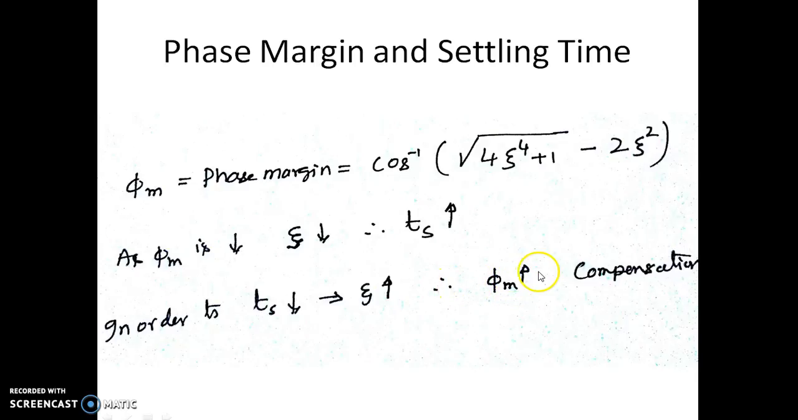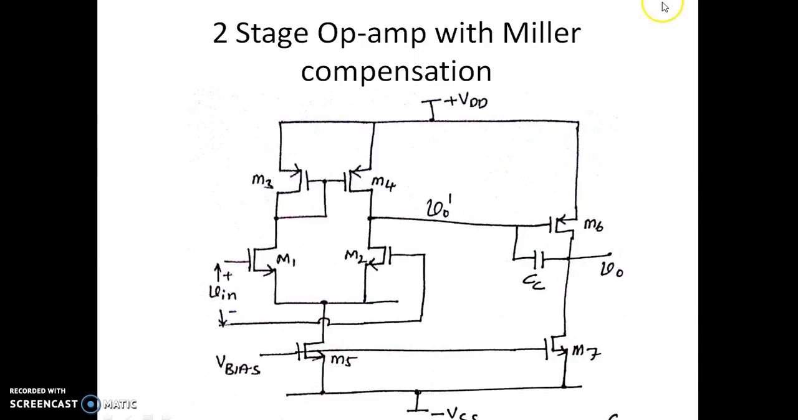So in order to increase the phase margin, we need to compensate the two-stage op-amp. Next, we need a compensation circuit to increase the phase margin of a second order two-stage op-amp. Now this is a two-stage op-amp with a Miller compensation. You can see it is exactly the same circuit as the previous one. The only thing is that we have added a capacitor CC from output to this point. This is known as the Miller compensation capacitor. The purpose of using this compensation capacitor is to increase the phase margin, which will reduce the settling time, which is what is desired.